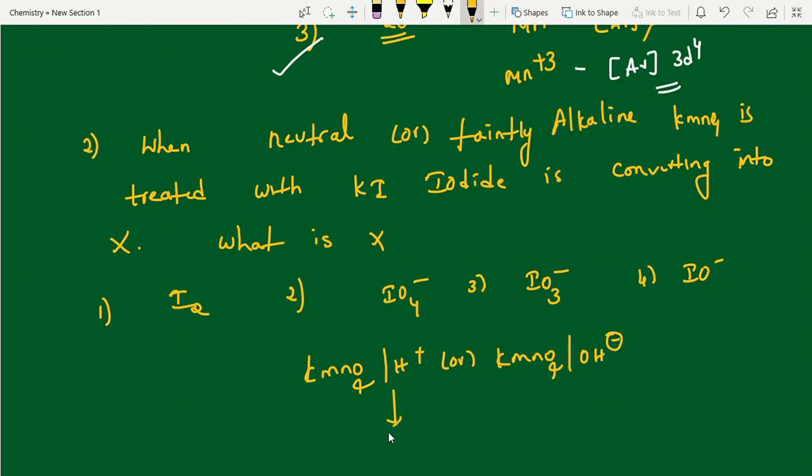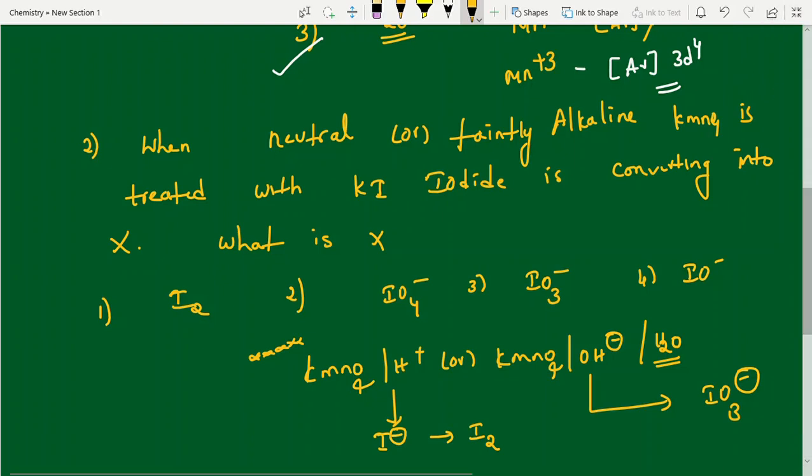But if you maintain acidic condition, I minus, iodide, converts into I2. But if you maintain basic condition or neutral condition with H2O, it is converted into IO3 minus. Important note, students. If you have command, you can remember directly, or else the equation is also there.